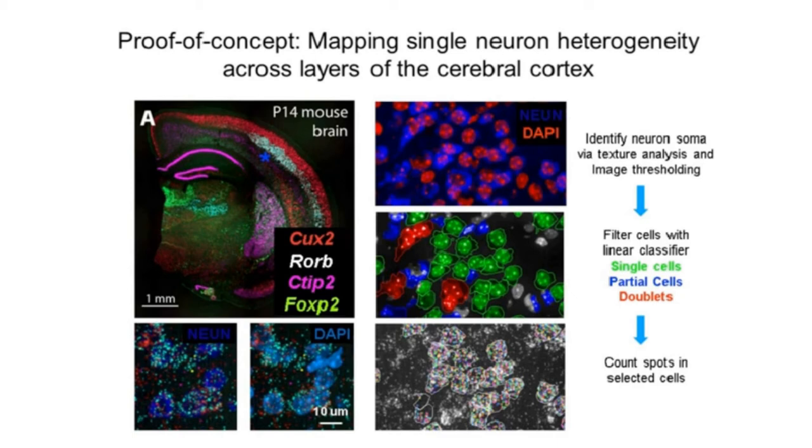To filter the doublets and the partial cells, we can use a linear classifier-based machine learning approach where we basically select the single cells that we like. We provide a training set of 100 cells, and then we let this machine learning algorithm process all of our data and filter the single cells from this mixture of doublets and the partials. Once we have identified the single cells, we go about counting the number of RNA spots for each of the 4 gene species in our cells of interest.